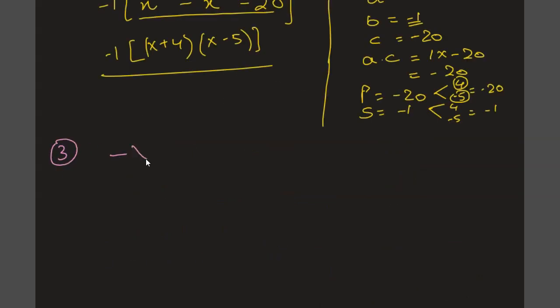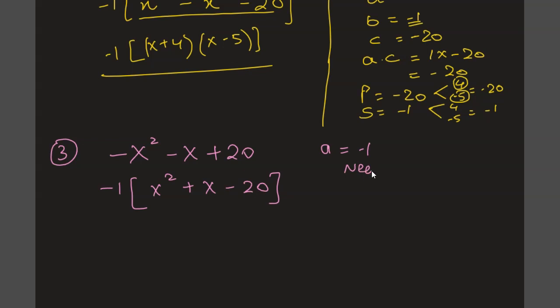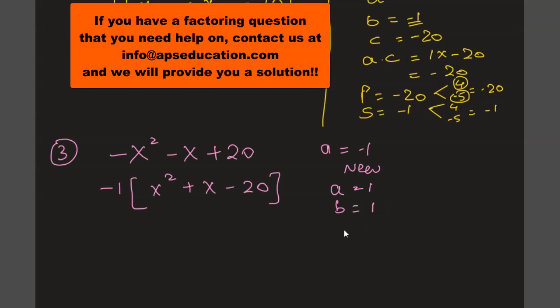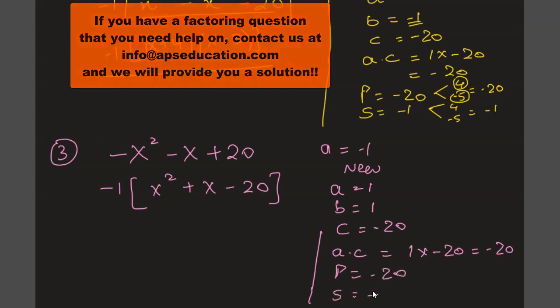If my question was the other way around, so -x squared minus x plus 20, here also my a is negative 1, so I'm going to factor negative 1 out. I'll be left with x squared plus x minus 20. Now my new a value is 1, my b value is 1, and my c value is negative 20. So my first step is to find the product of a and c, which will be 1 times negative 20. That's negative 20. I want a product of negative 20, and now I want a sum of positive 1.